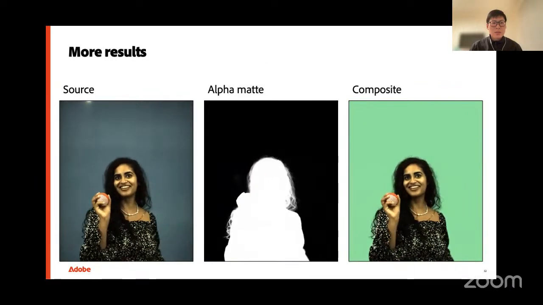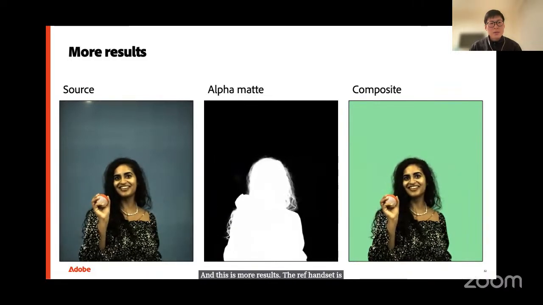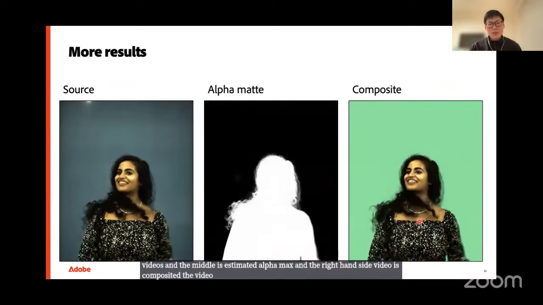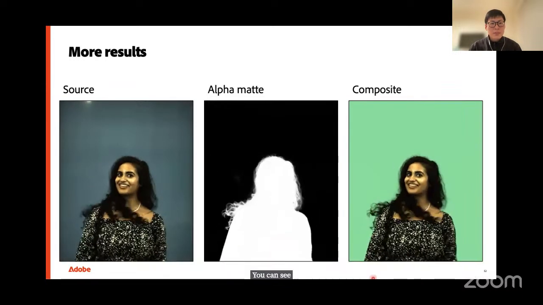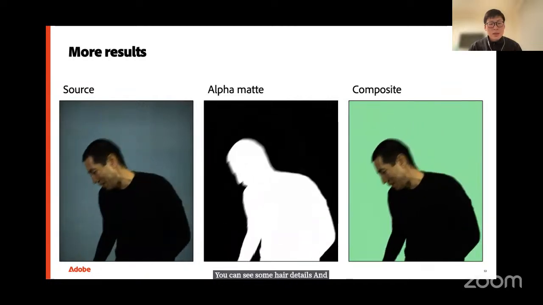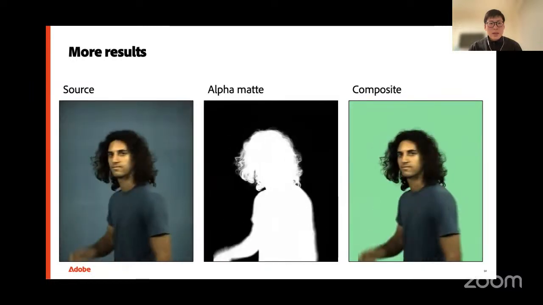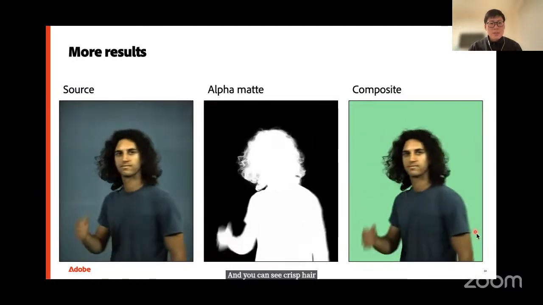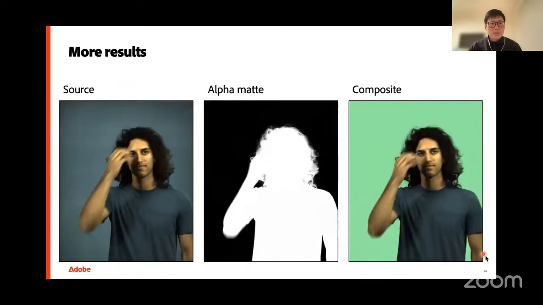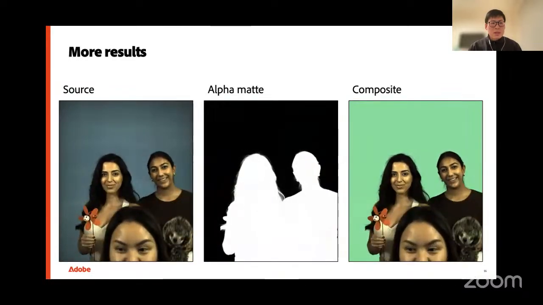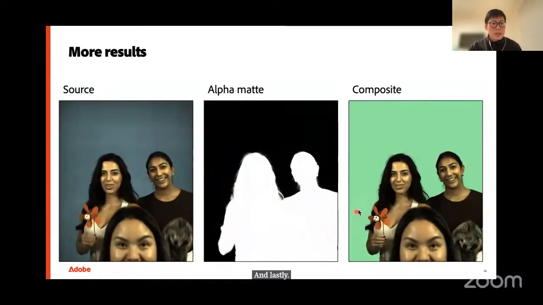And this is more results. The left-hand side is one of the polarization image videos, the middle is the estimated alpha matte, and the right-hand side video is the composited video onto a green background. You can see some hair details, and you can see the nice motion blur here. And you can see crisp hair details in this example. And lastly, you can see the motion blur of this funny object.